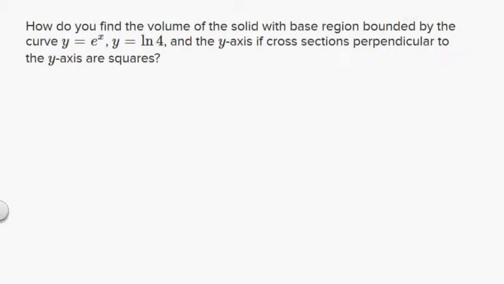Alright, let's look at this problem. How do you find the volume of the solid with base region bounded by the curve y equals e to the x, so exponential curve, and y equals natural log of 4, this is just a horizontal line, and the vertical line x-axis. If cross-sections perpendicular to the y-axis are squares, right?